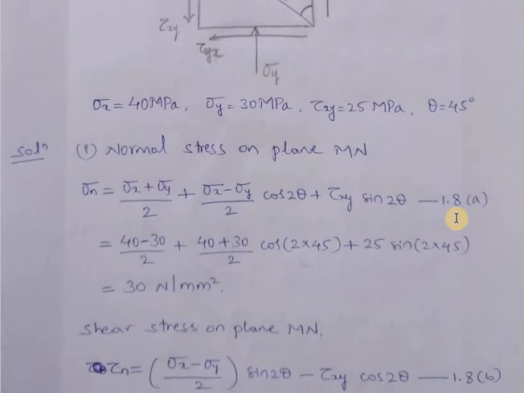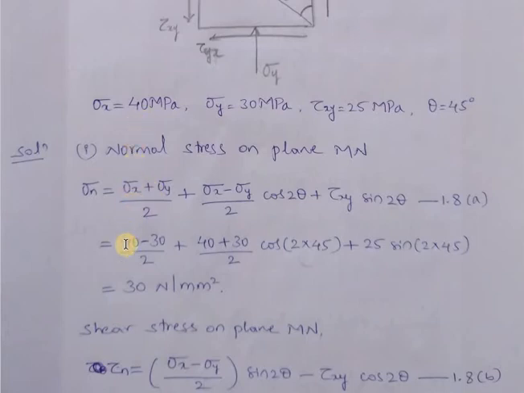So from equation number 1.8a from the data handbook, we have sigma n is equal to (sigma x plus sigma y) divided by 2 plus (sigma x minus sigma y) divided by 2 into cos 2 theta plus tau xy into sin 2 theta. So we substitute the values here in this equation.